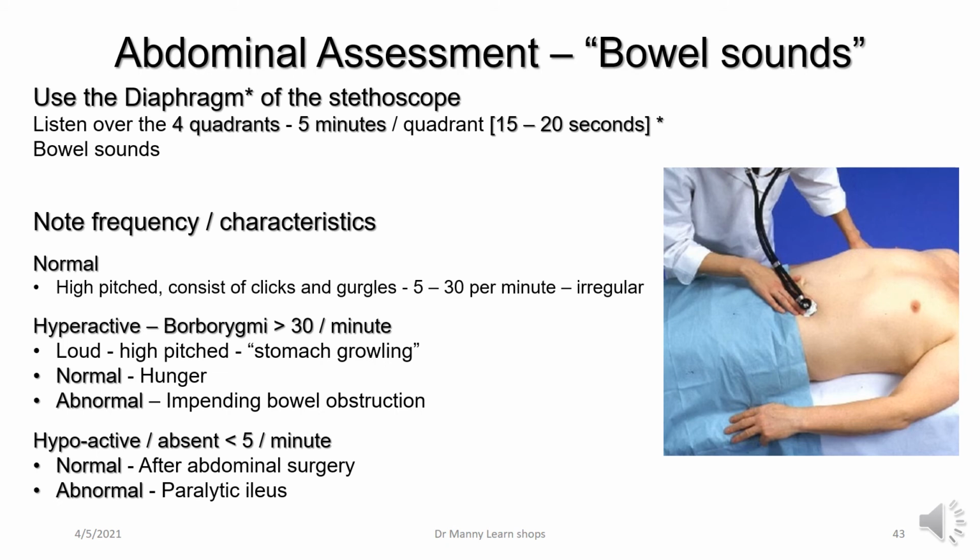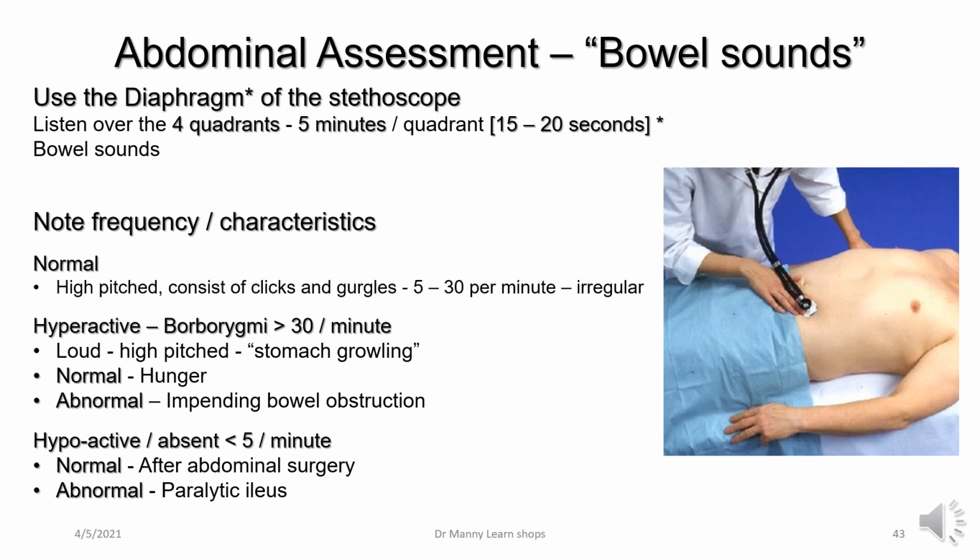Now, bowel sounds are normally high-pitched, and they consist of clicks and gurgles, and they occur about 5 to 30 per minute. They're irregular, and they occur at a frequency of around 15 to 20 seconds, irregularly. Hyperactive bowel sounds, or borborygmi, occur more often than 30 per minute. And they're loud, they're growling. And typically, you hear them yourself, or you feel them yourself when you're hungry. In an abnormal situation, it's typically related to an impending bowel obstruction.